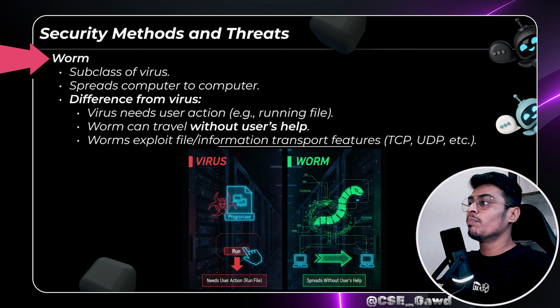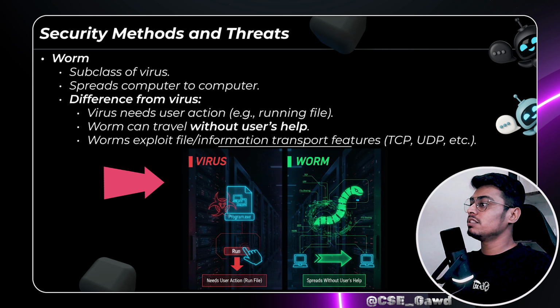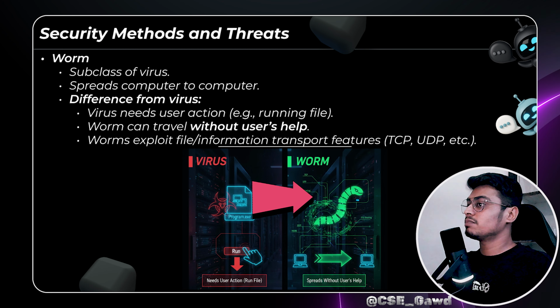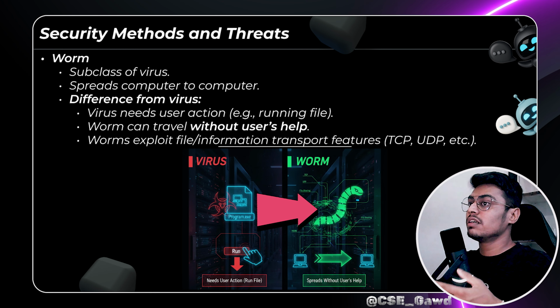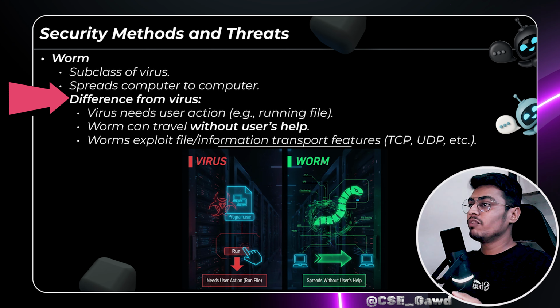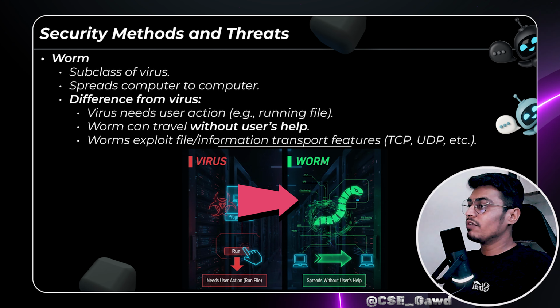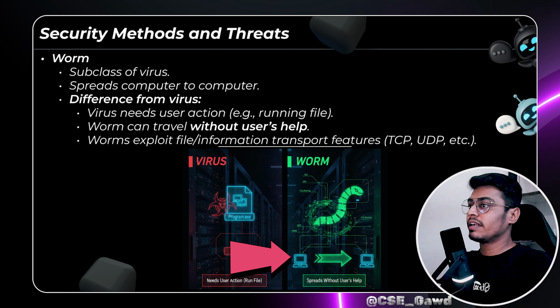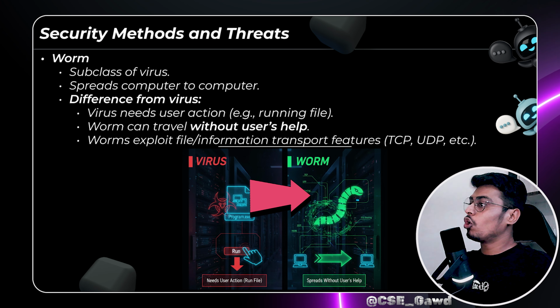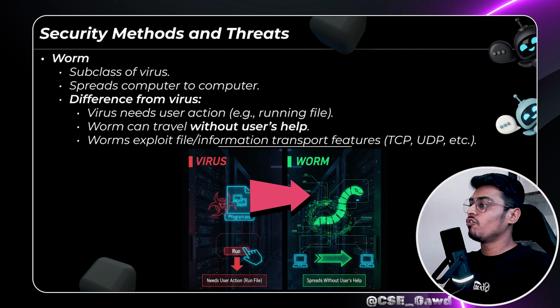Now, what is a worm? A worm is similar to a virus by its design, but it is considered to be a subclass of virus. It has the capability to travel without any help from a person. The difference between worm and virus is that the worm takes advantage of the file or information transport features on your system. Like when you are transferring data, obviously TCP, UDP and many protocols are running, and attached to them it automatically keeps traveling. So this is a worm, and that's the main difference between worm and virus.